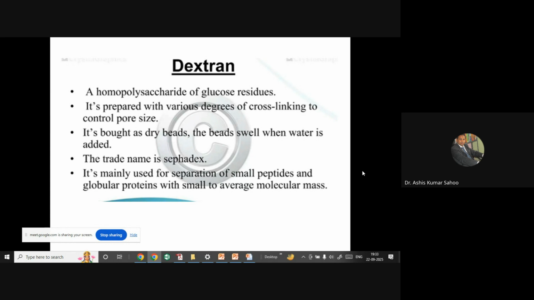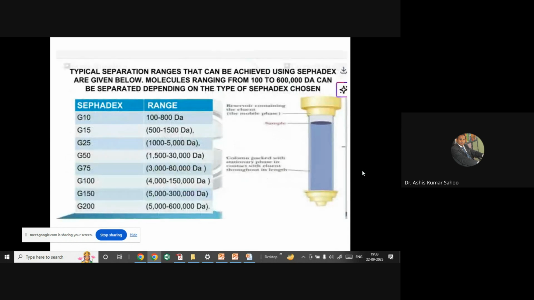So dextran is nothing but a homopolysaccharide of glucose residues, prepared with various degrees of cross-linking to control pore size. It is supplied as dry beads and the beads swell with water. So these are the different size ranges of the adsorbent.